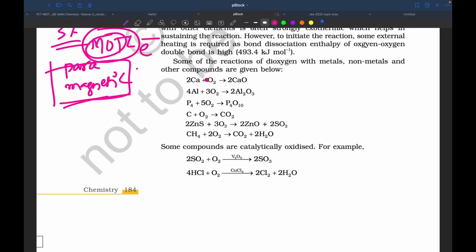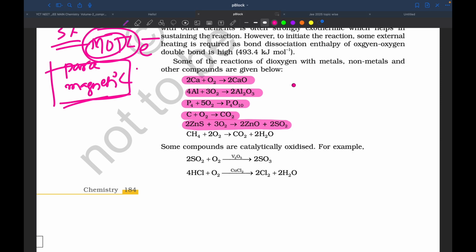We'll check a few reactions here. It reacts with calcium to give calcium oxide. It reacts with aluminium to give aluminium oxide. It reacts with phosphorus to give phosphorus pentoxide. Carbon plus oxygen gives you carbon dioxide. This reaction is important, and it is generally carried out in the roasting of minerals.